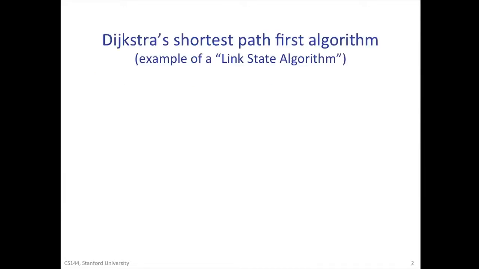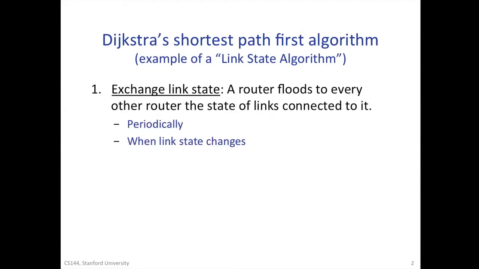Dijkstra's shortest path first algorithm is an example of what's more generally called a link state algorithm. In link state algorithms, the routers start by exchanging all of the link state. In other words, they're going to learn the topology of the network by exchanging with each other the state of the links connected to each router. So a router is going to flood to every other router the state of the links connected to it so that every router has a full topology map. And they're going to do this periodically and whenever the link state changes so that they get quick updates.